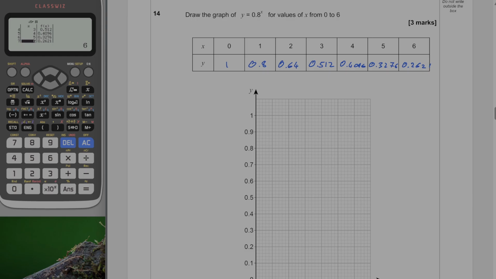Right, let's try and plot that then. My first coordinate is at 0, 1. Second point is at 1, 0.8, and then 2, 0.64. Then 3 and 0.512, so just above 0.5. 4 and 0.409, 5 and 0.327, and then finally 6 and 0.2621 is going to be there, so just above there. Then I do it with as smooth a curve as I can, not point to point, we're after a curve.